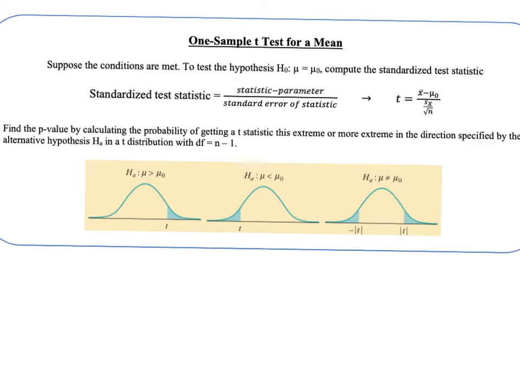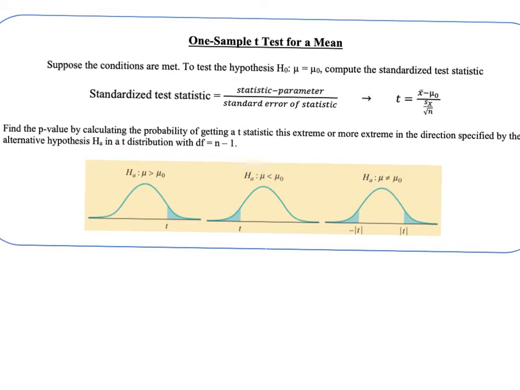We would love to use the standard deviation, but we don't know it, so the standard error is the next best thing. So what we're going to do again is we're going to find the p-value by calculating the probability of getting a t-statistic that extreme or more extreme in the direction specified by the alternative hypothesis. And you need to make sure that you're stating your degrees of freedom, which is one less than your sample size. And remember, that's necessary because there's actually an infinite amount of t-distributions. So it's necessary to state that degrees of freedom.